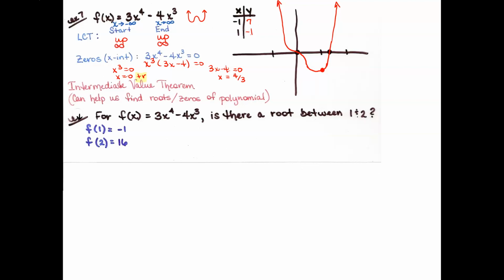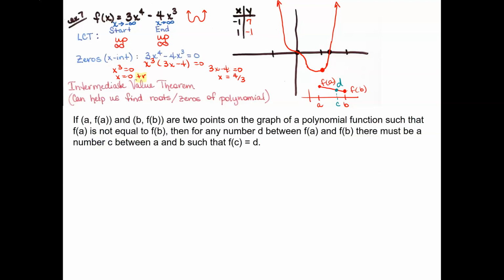Okay. So the last thing that we want to talk about is something called the intermediate value theorem. The intermediate value theorem is actually something that we use in calculus in lots of different applications. The short version says this: if you have the points (a, f(a)) and (b, f(b)), two points on the graph of a polynomial function, just as long as they're not equal to each other, then for any number d that's in between the two y values, there must be a number c that's in between the two x values so that f(c) is equal to d.